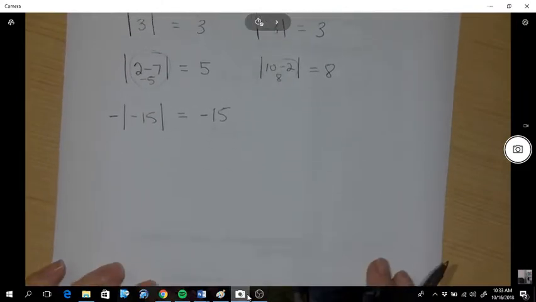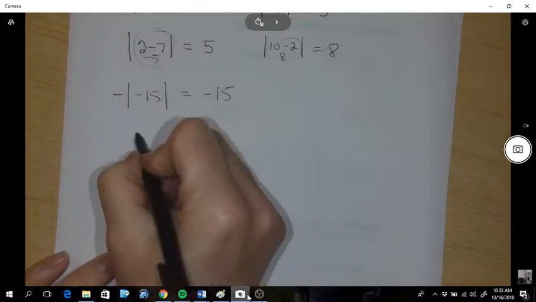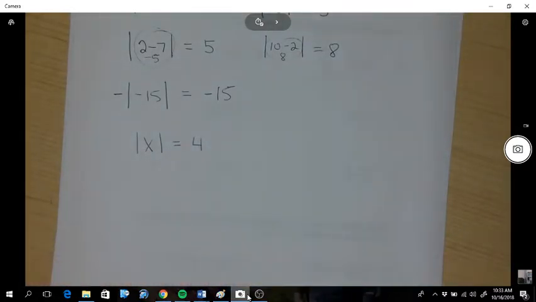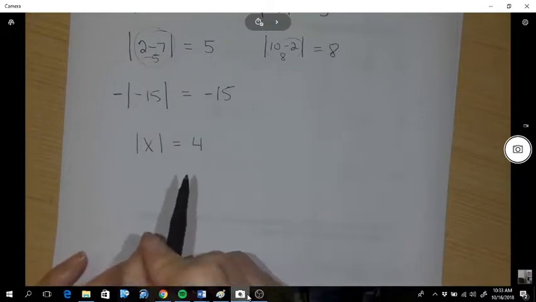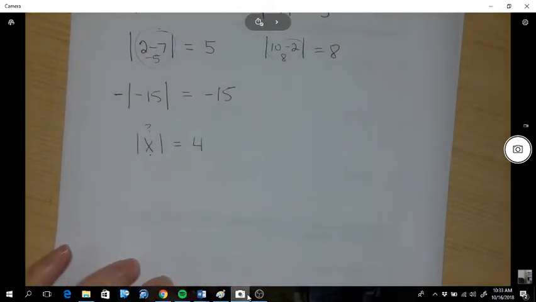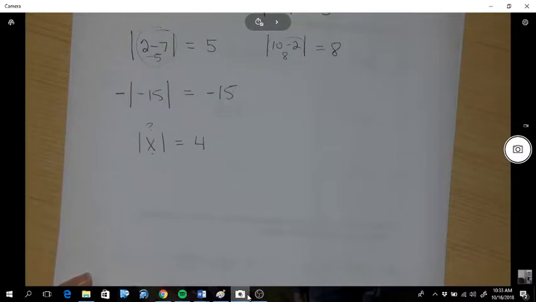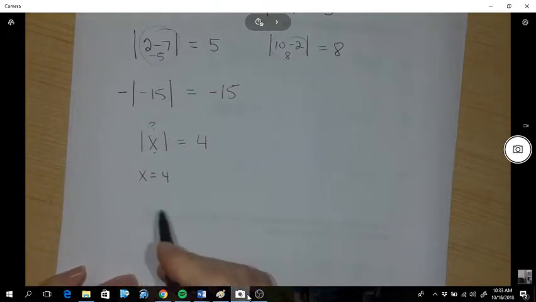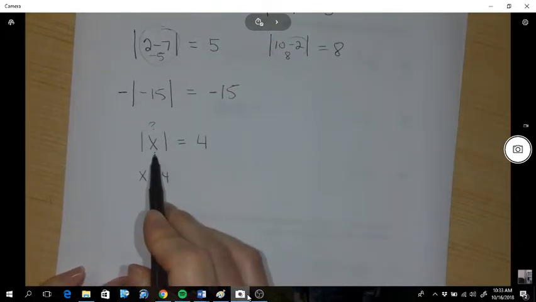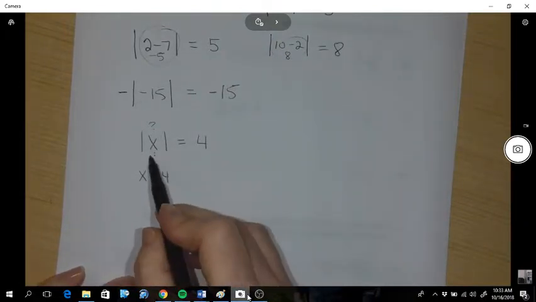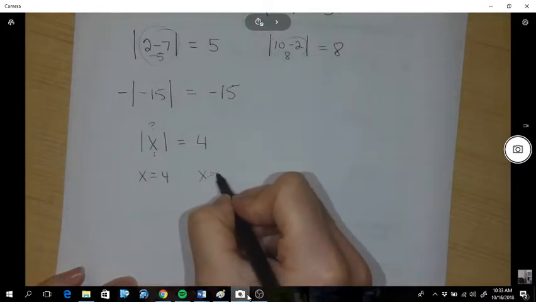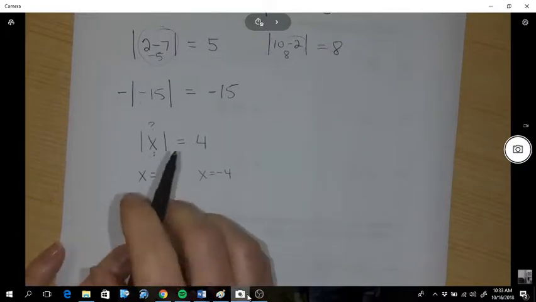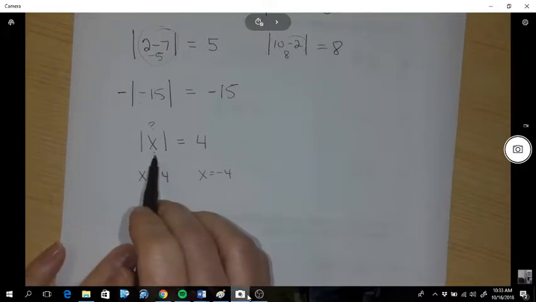Okay, now let's do some equation solving. What if I do the absolute value of x equals 4? Think about what could be in here. Does it make sense that you could have the absolute value of 4 to equal 4? What else could work in there? The absolute value of -4 would also be a 4. So in other words, we're going to split this into 2 cases where you have the positive of the inside and the negative.